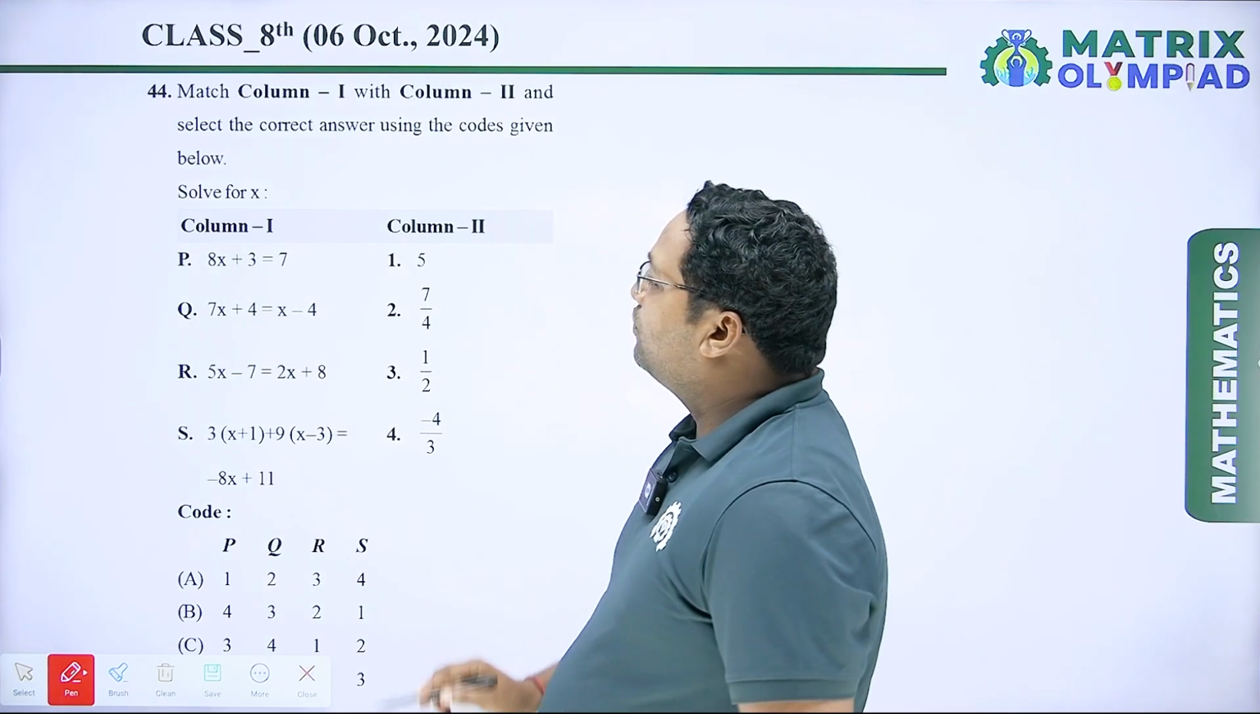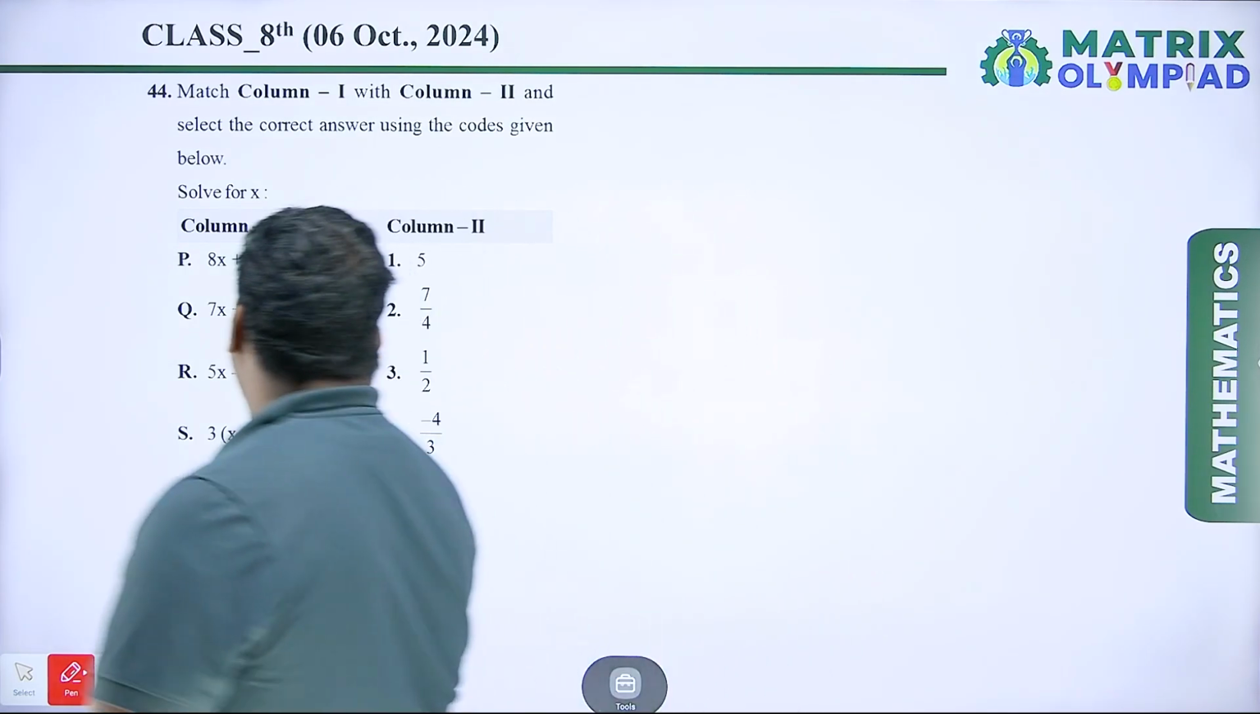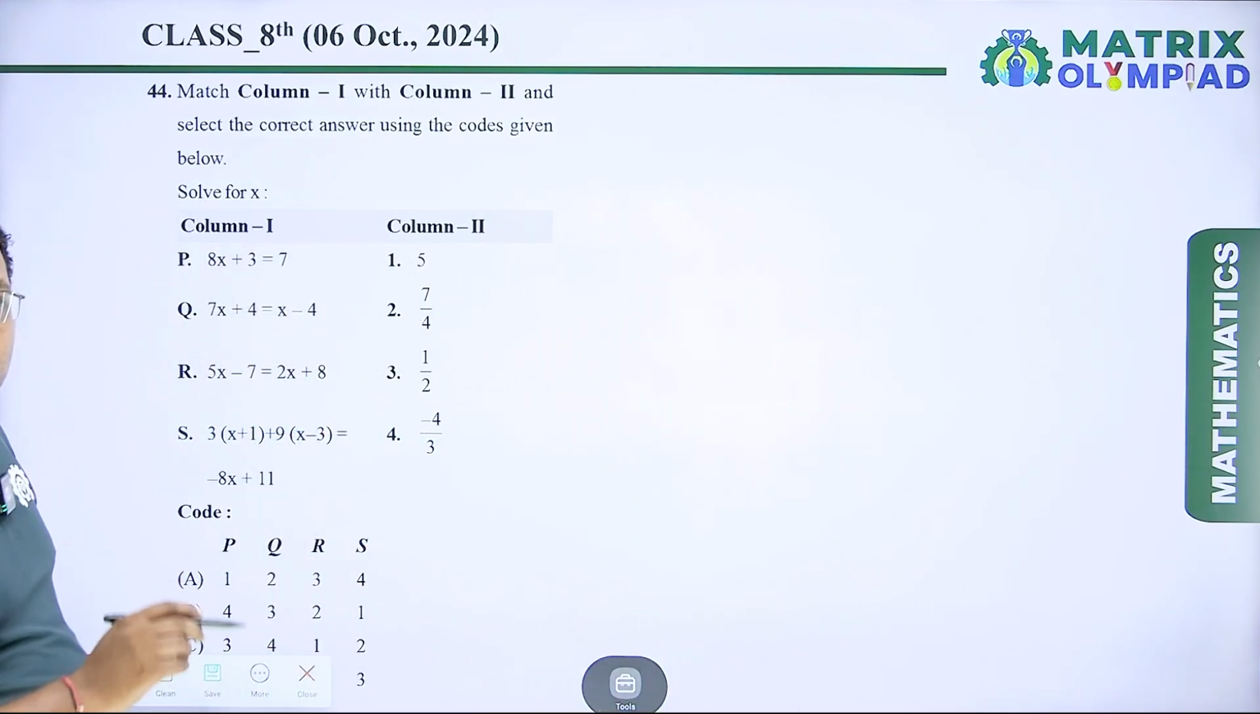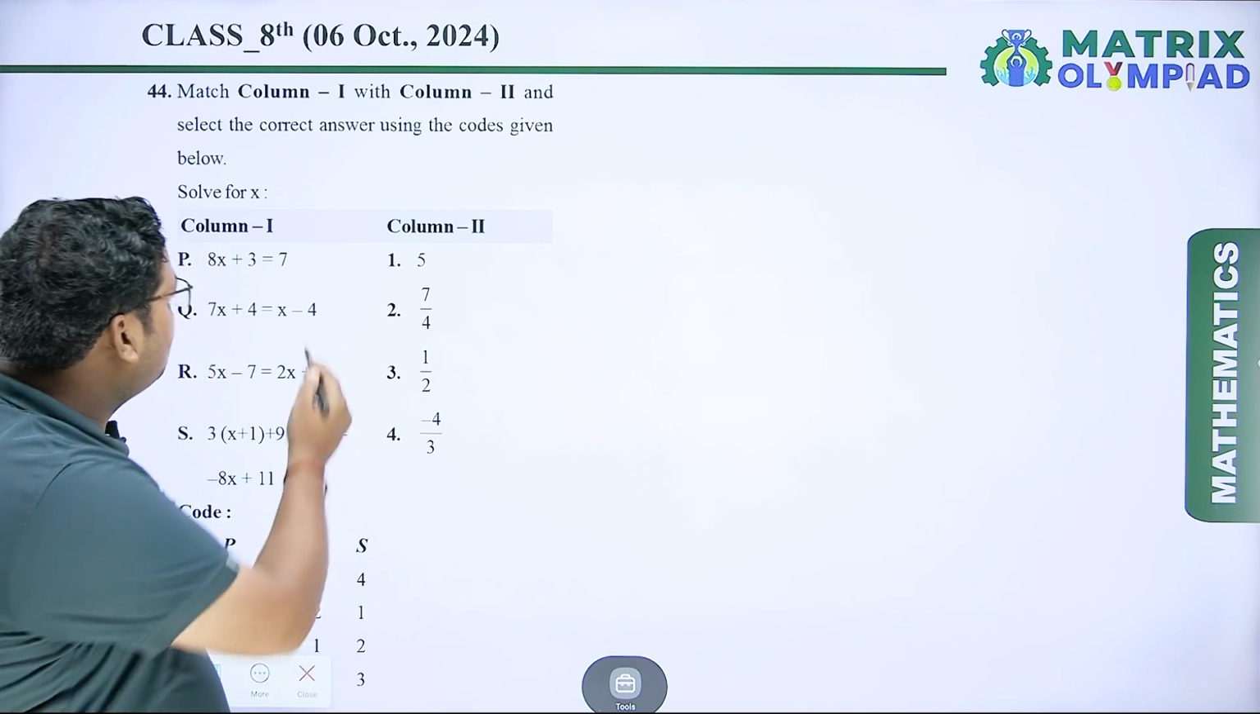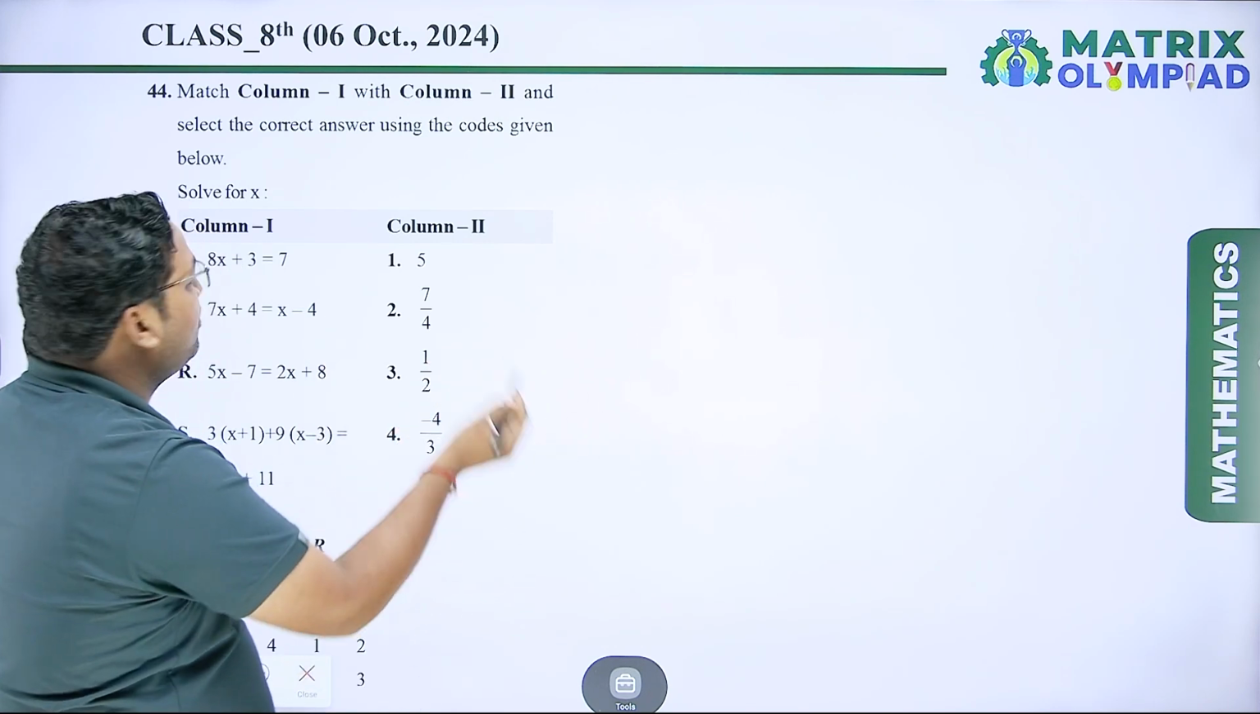Match the column. The first column is 8x plus 3 equal to 7. We have to find out the value of x, so we have to solve this equation: 8x plus 3 equal to 7.